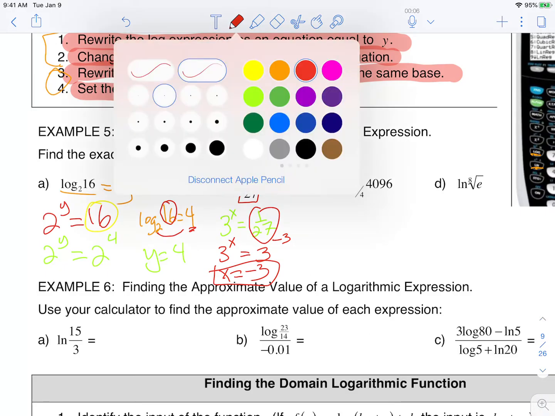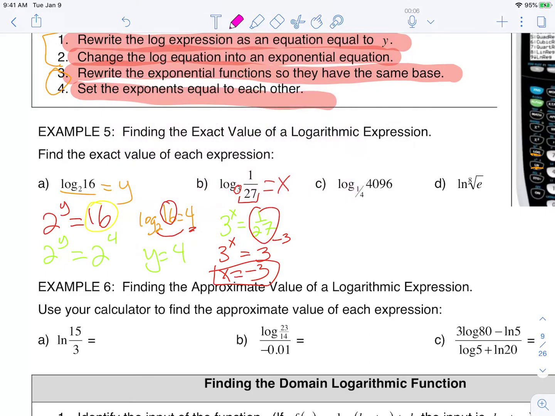So this is a little bit different problem because of the 1/4. It's a little harder to think about it that way. But again, it's the same question. What do I need to raise 1/4 to get 4,096? That's what the question is asking us. And the way I set this up is I'll set it equal to x again. So 1/4 to the x is equal to 4,096.